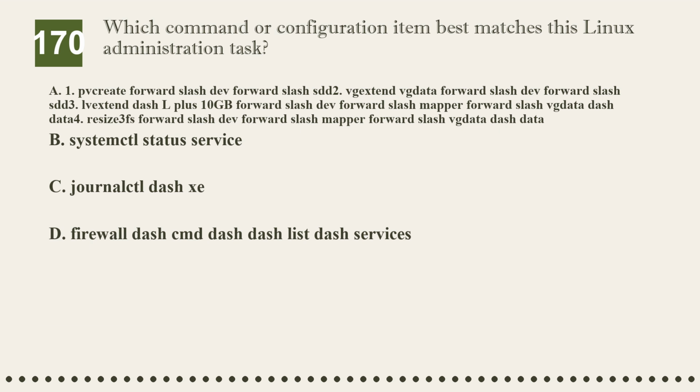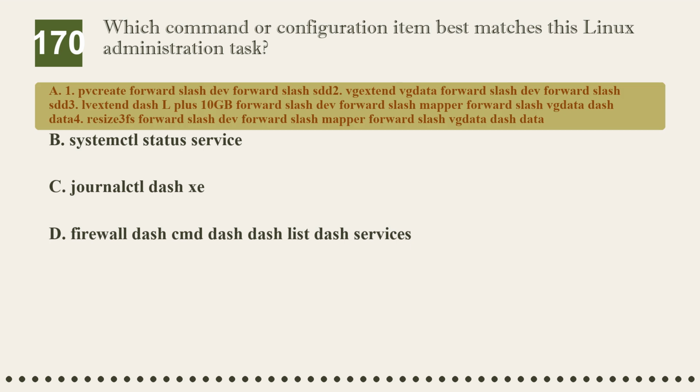Question 170. Which command or configuration item best matches this Linux administration task? Option A, 1. Create /dev/sdd2. vgextend vdata /dev/sdd3. lvextend -L +10G /dev/mapper/vdata-data4. resize2fs /dev/mapper/vdata-data. Option B, systemctl status service. Option C, journalctl. Option D, firewall-cmd --list-services. The correct answer is option A.